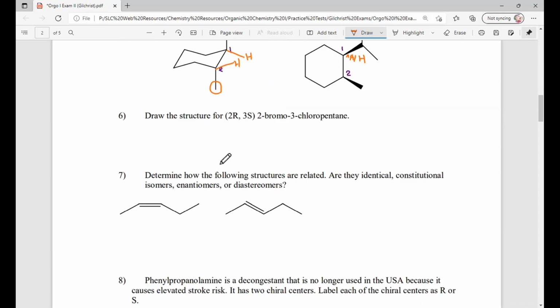Okay. Now, unfortunately, it's asking for, did you do stereoisomers? Have you done that already?